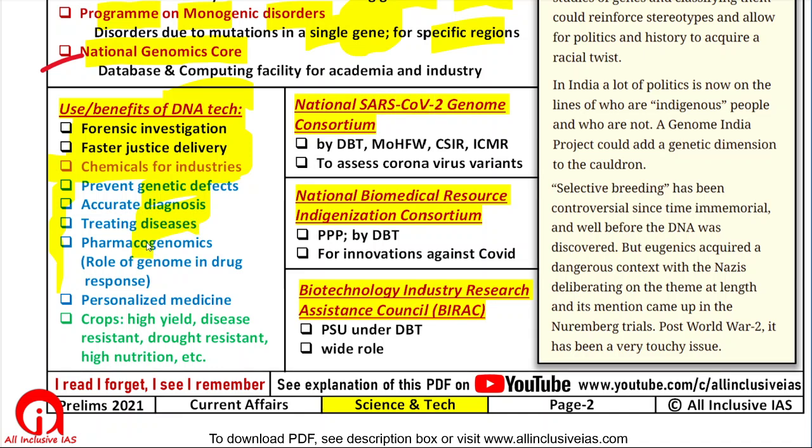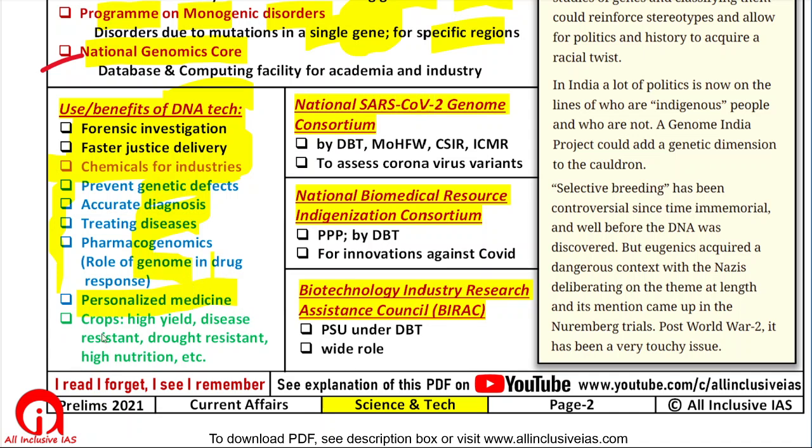Pharmacogenomics. Different people respond to different medicines in a different way. Some medicine may be more effective in, let us say, Indians than the people of the USA, because our genome is such that it responds well to a particular disease or a particular drug. So we can create personalized medicine, so that the medicine is more effective in a particular type of population based on their genome.